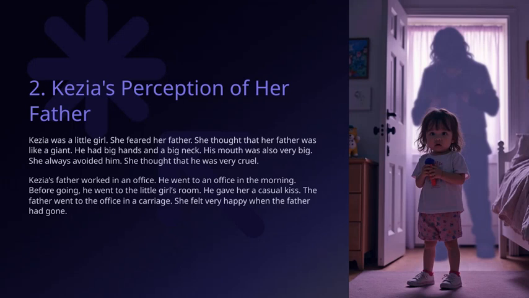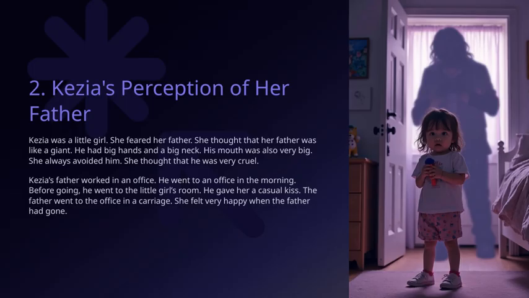Kezia was just a little girl, and like many children, she had a certain perception of her father. She was afraid of him, and in her mind, he was like a giant. She imagined his hands and neck as big, almost overwhelming, and his mouth was very large too. Because of this, she usually tried to avoid him whenever she could. She thought he was very cruel, which made her feel nervous around him.